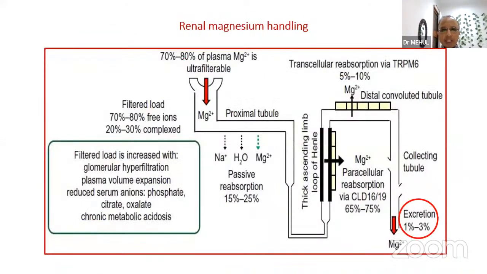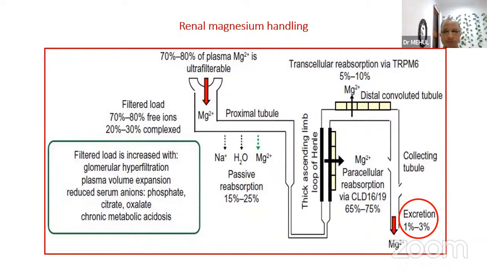Moving on to renal magnesium handling. Unlike the other cations, especially sodium, magnesium is not reabsorbed predominantly in the proximal tubule. About 70 to 80% of plasma magnesium is ultrafiltrable, because that's the free amount of magnesium in the plasma. The remainder is bound to albumin and other anions, and hence it is not going to be filtered. So the free magnesium is going to be filtered.